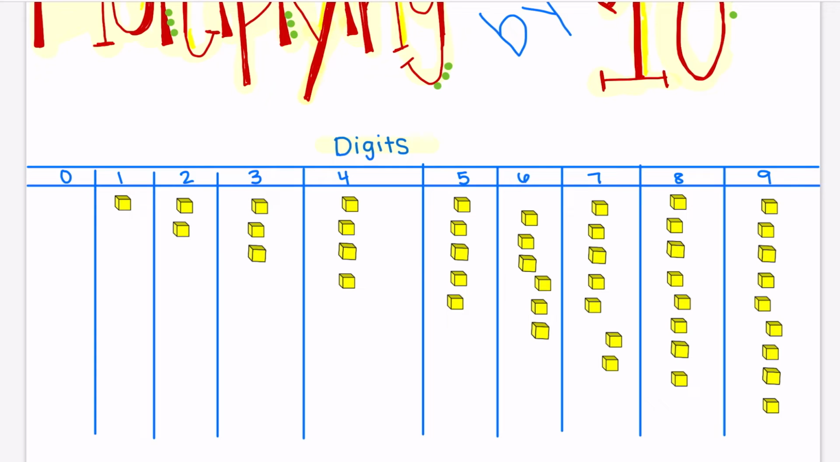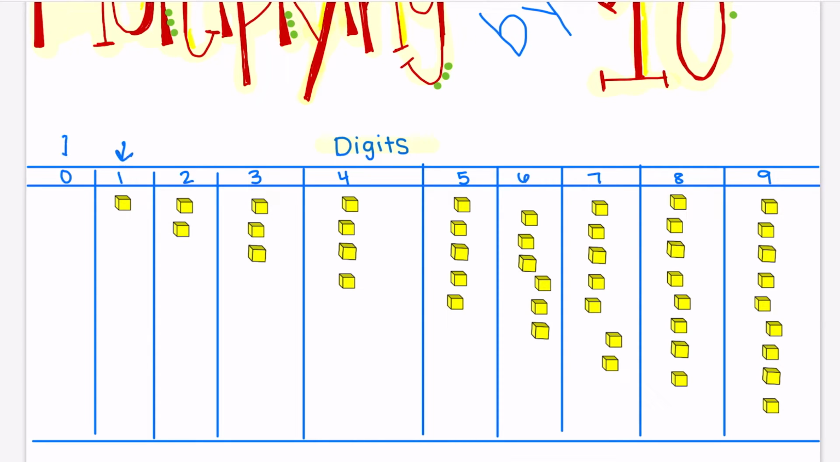So now that we see what each of these look like in unit form, let's go ahead and talk about what happens when we move to the number 10. When we move to 10, we start using 2 digits. So we have to use our 1 and our 0.